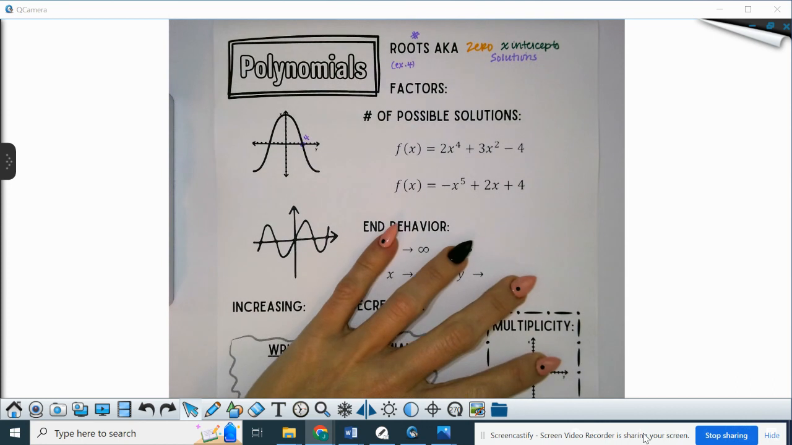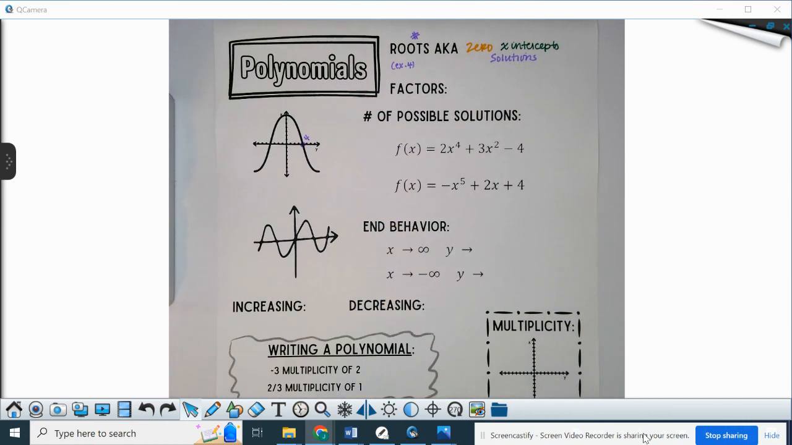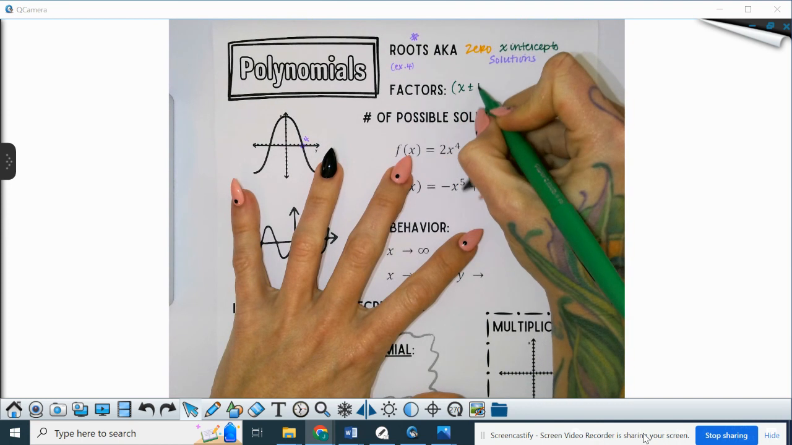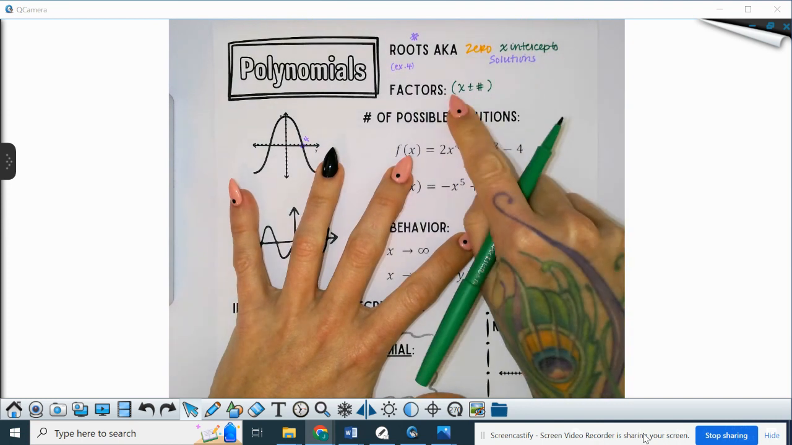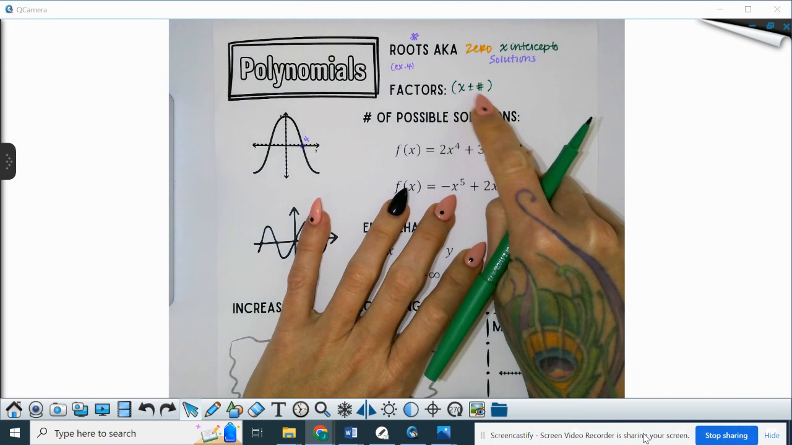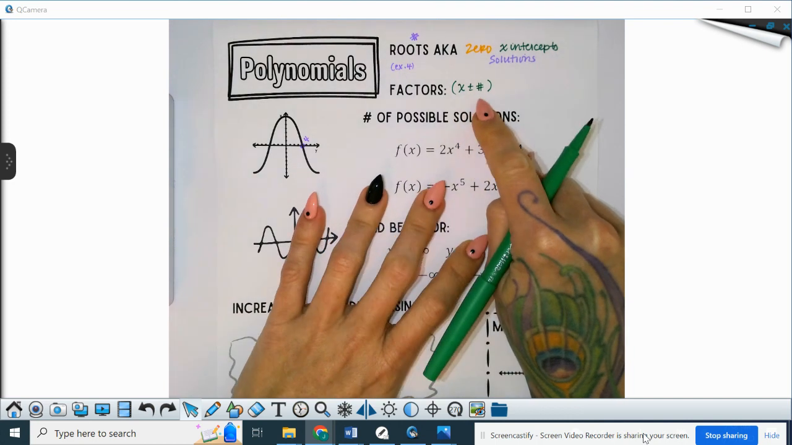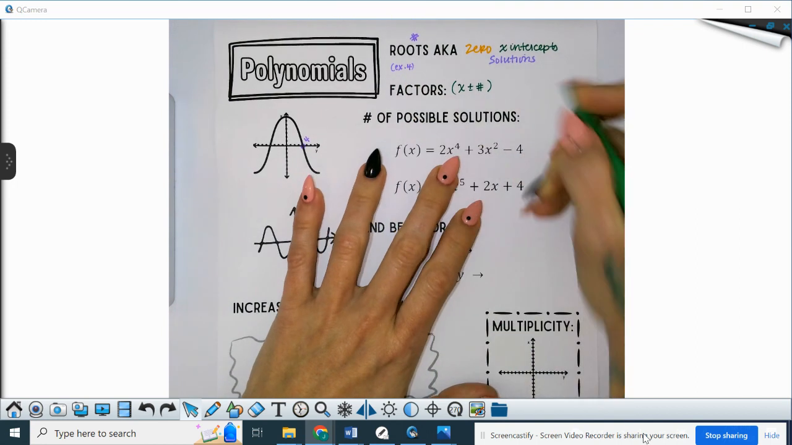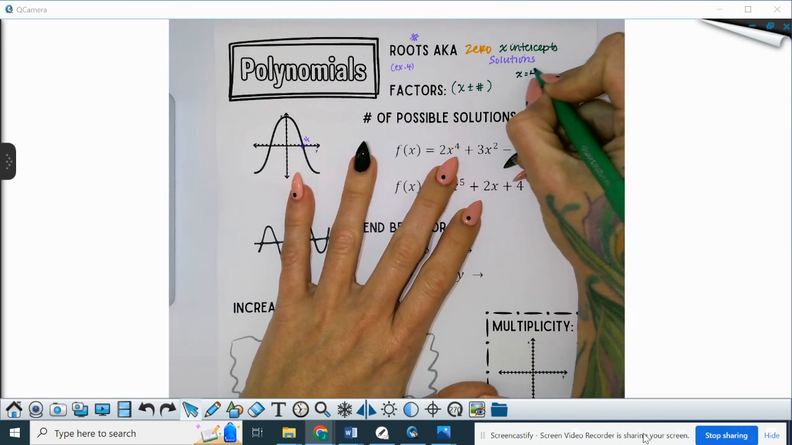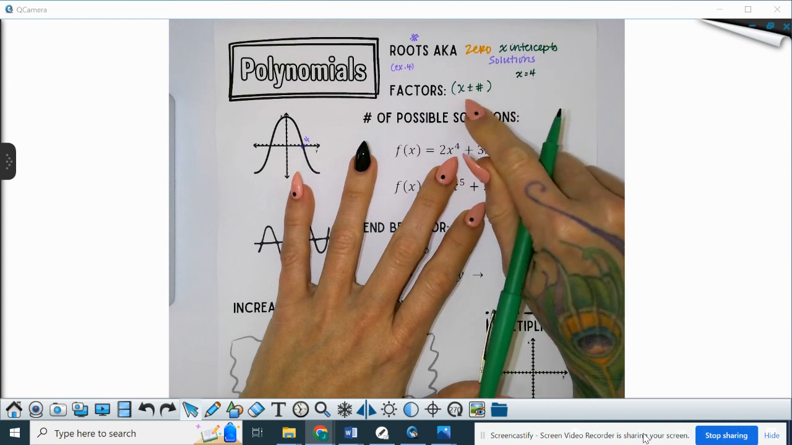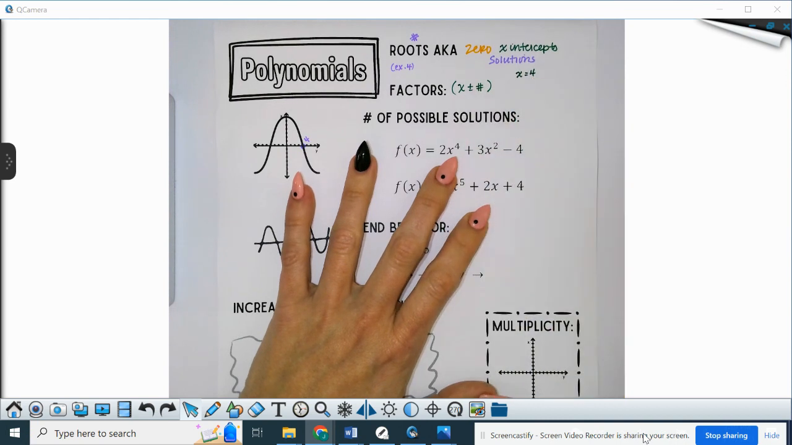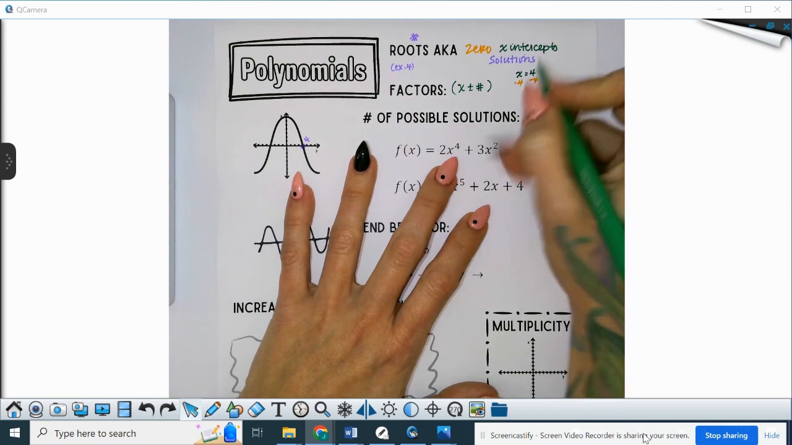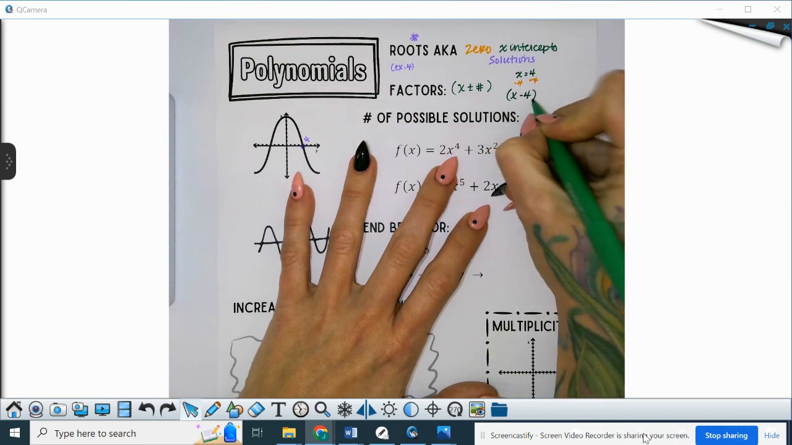Now, factors are not a number. They are a binomial with parentheses. So it's going to be x plus or minus a number, and it might be a number in front of the x as well, but theoretically a two-term binomial. So in this case, since our example was 4, I would have x is equal to 4. That's my root. To turn it into a factor, I need to get it set equal to 0. So I'm going to subtract 4 from both sides. And then my factor would be x minus 4.